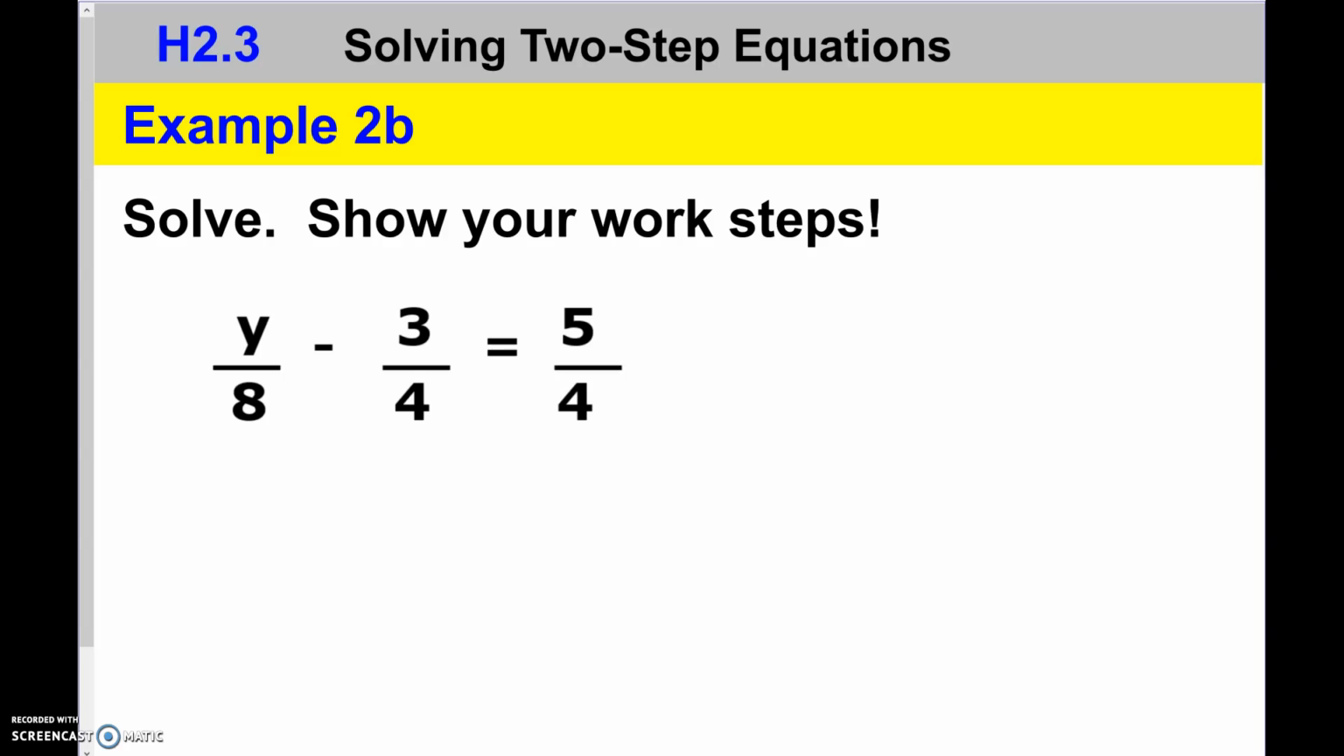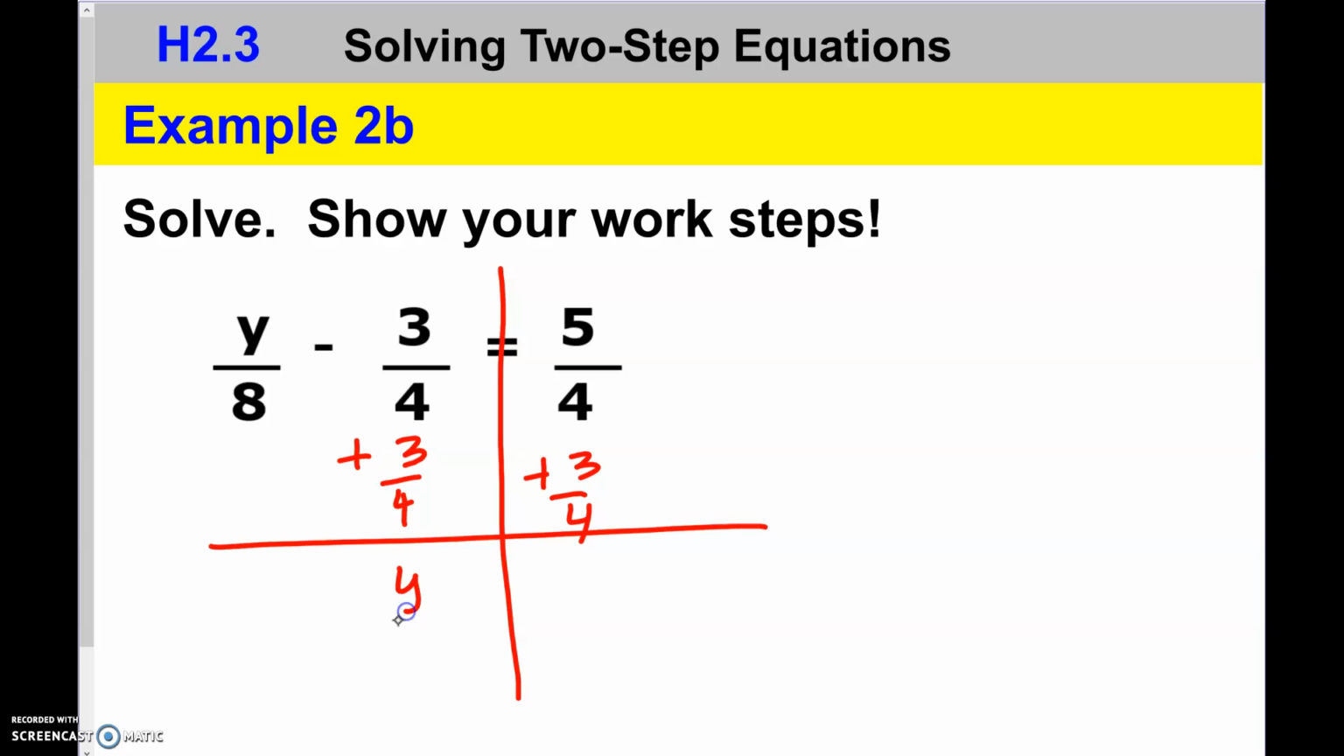All right, I think this is the last review problem that we have today. So, all right, what do we have? Y divided by 8 minus 3/4. So the opposite of subtracting 3/4 is going to be to add 3/4. So when we do that, we still have y divided by 8. And 5/4 plus 3/4 is 8/4. Well, what is 8 divided by 4? 8 divided by 4 is just 2. So I'm going to write my 2 here.